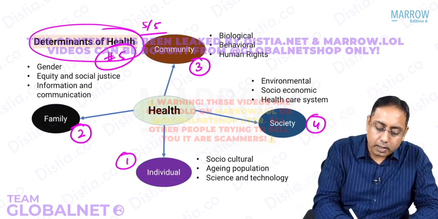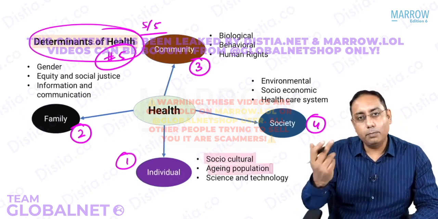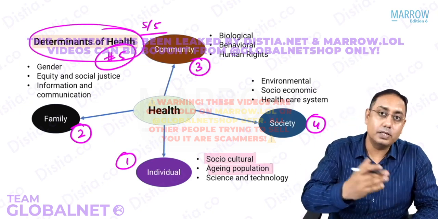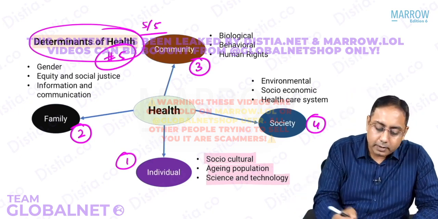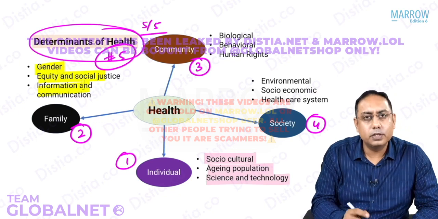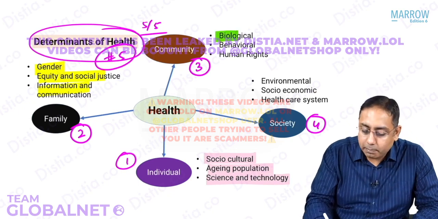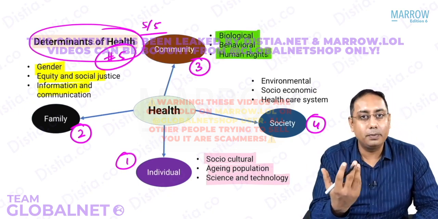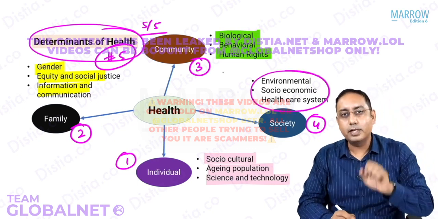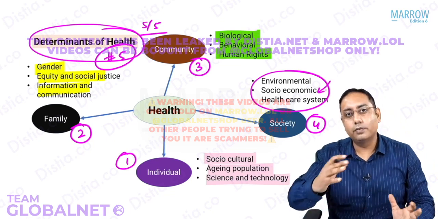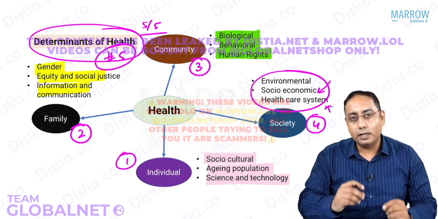At the individual level, what are the determinants? The socio-cultural factors which are there, how much aging population is there, like what is the age of this person, science and technology which is available or accessible to this person. Then at the family level, the gender, the equity, the information, communication which is there from the family level. Then talking ahead about the community level, where the biological, behavioral and the human rights will come into play. And then finally at the public health system, the country is going to talk about the environmental status of the country, the socio-economic status of the whole country, and the healthcare system the country is going to provide to the citizens. That is going to be determining the health of the person.